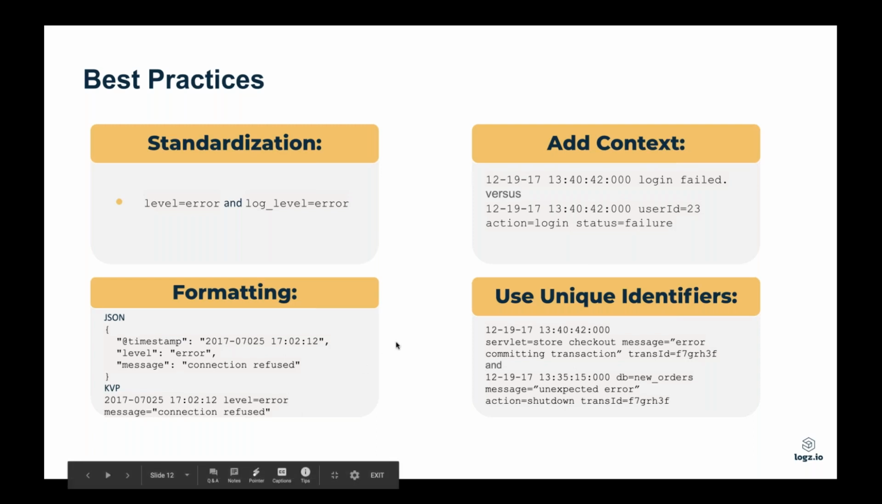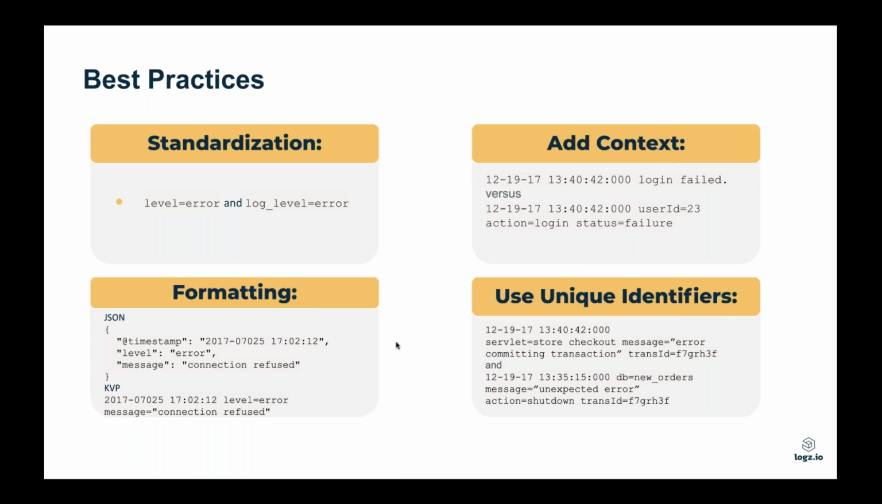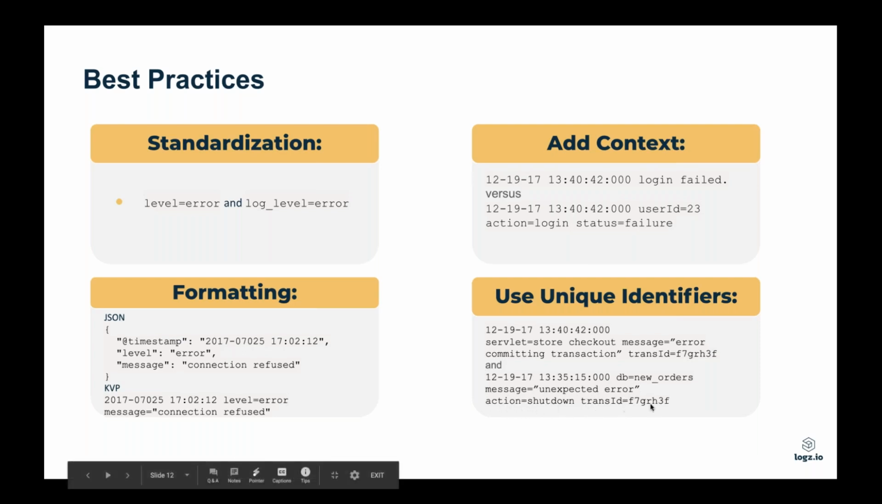Moving forward to unique identifiers, you can see here that I have two examples. First, I have a servlet called store checkout with a message, and that message is error committing a transaction, and then a specific unique transaction ID. Somewhere else in the logs that we are collecting, 5 minutes earlier, there's a database called new orders, and it sent a message called unexpected error, and the action it logged was a shutdown action, and it also contained that same unique transaction ID.